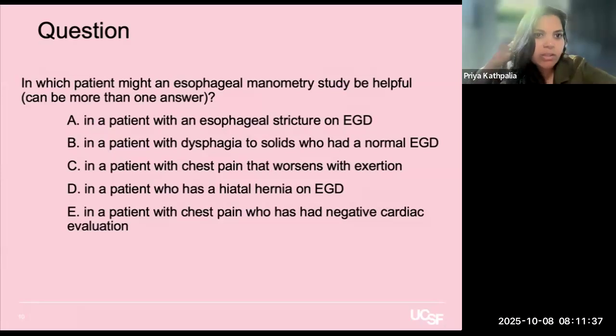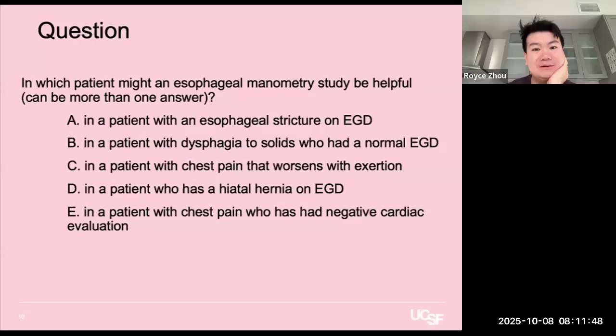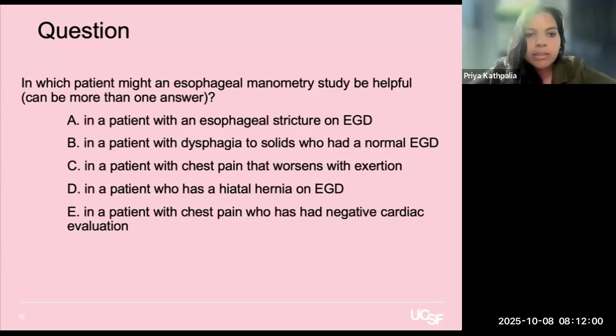So in which patient might an esophageal manometry study be helpful? In a patient with an esophageal stricture on endoscopy, what do you think, Royce? I'm leaning a little bit more towards B, in someone who's had workup that excluded very overt structural causes, in which I would want to look for more motility. Perfect. So B is correct. There's more than one answer here potentially.